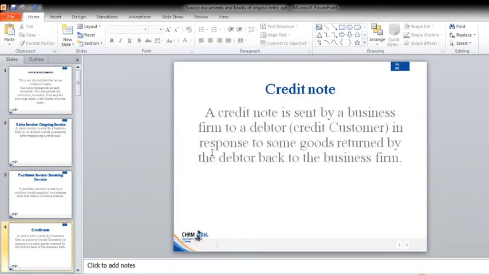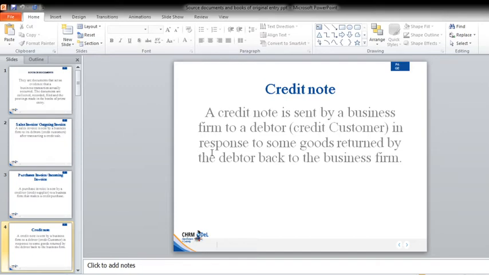Another source document is what we call the credit note. A credit note is sent to the buyer in response to some goods that were returned. Once you sell goods to your customer, the customer might find those goods not what he had specified. If those goods are not what he had specified, he will return them. The moment he returns those goods, we are supposed to issue as a business a document we call the credit note, which is supposed to reduce the amount that particular customer was supposed to pay.